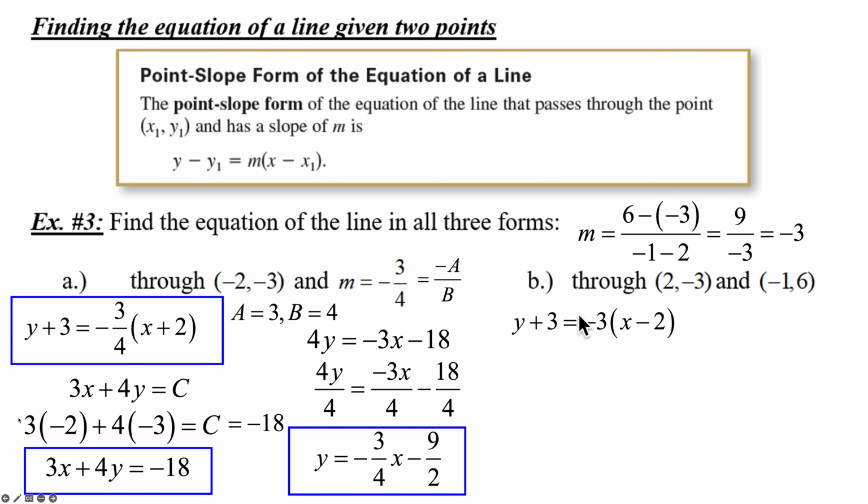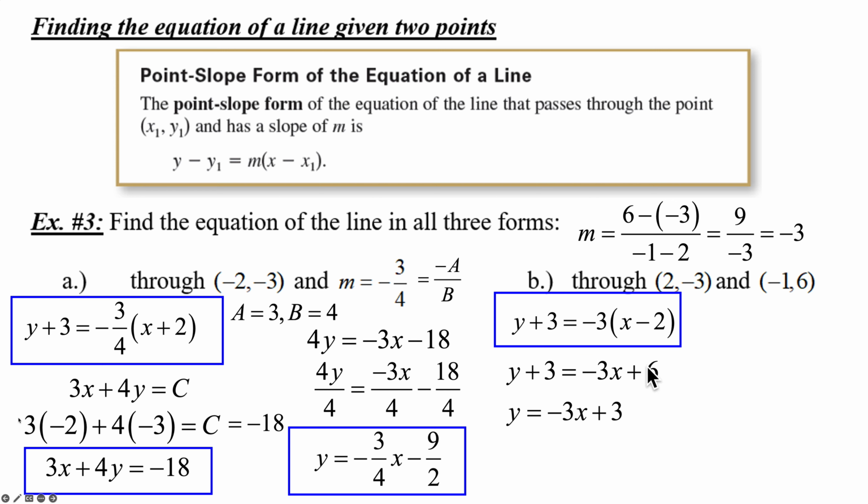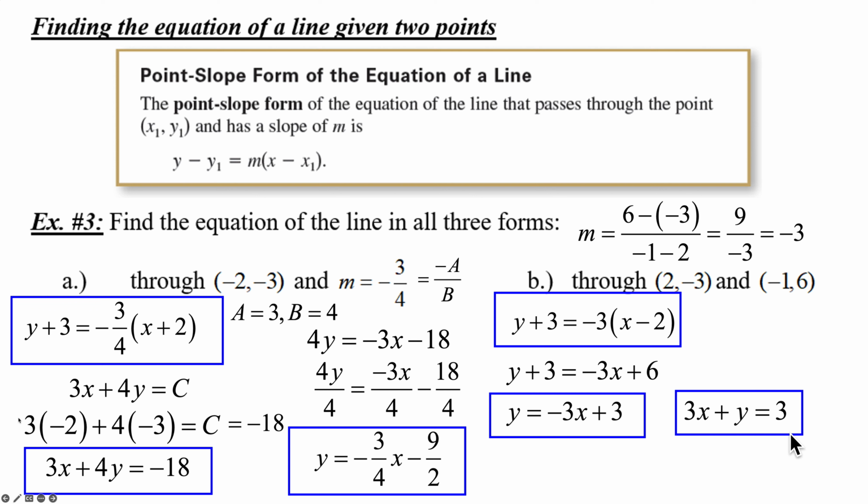Now there's no fractions here. I'll be more than happy to take this point-slope form and distribute the negative 3 and solve for y to get it into y equals mx plus b form. So multiply in the negative 3, subtract over the 3, there's y equals mx plus b. And now standard form, I'll just move over this x term, thank you very much, add it over to the other side. There's standard form.